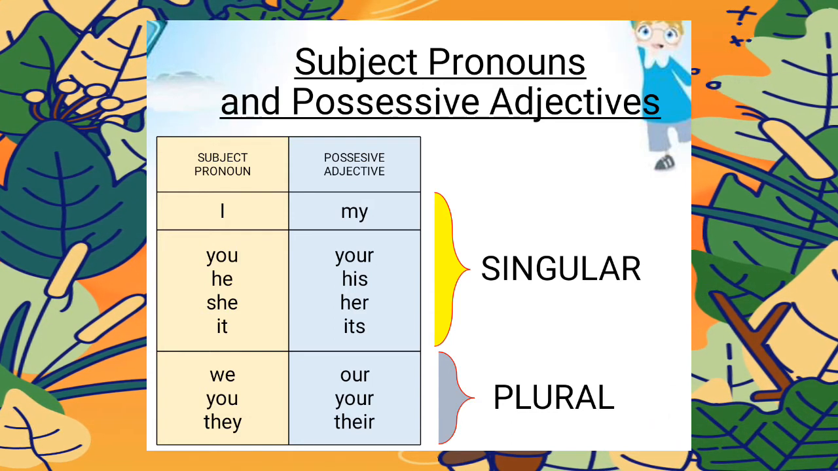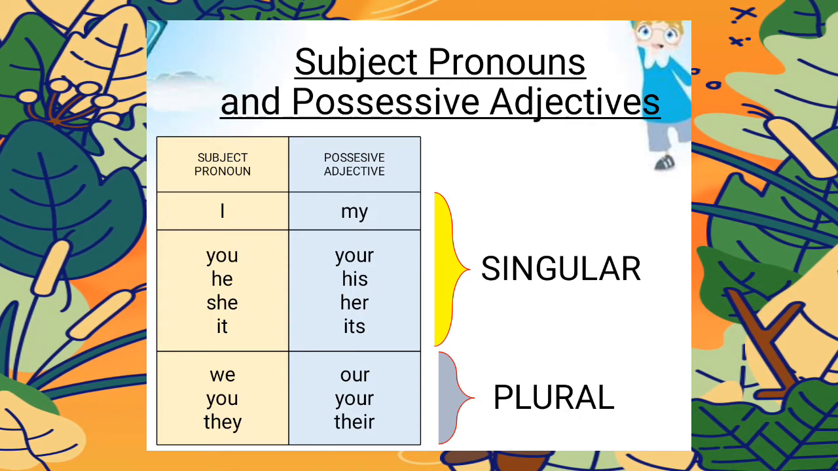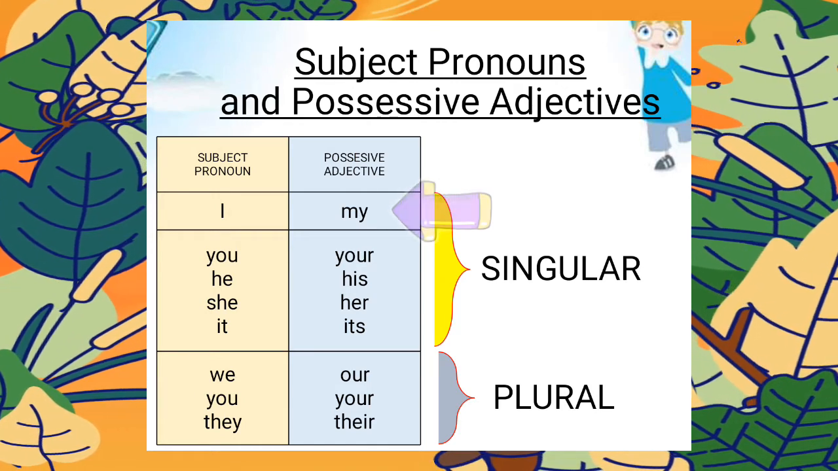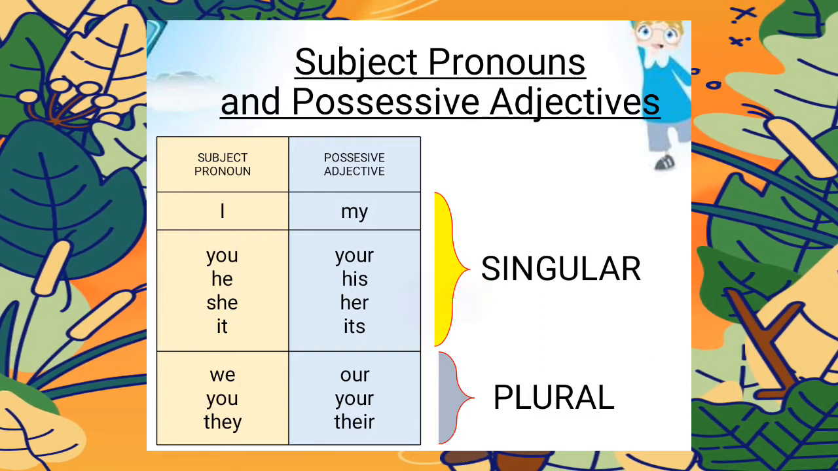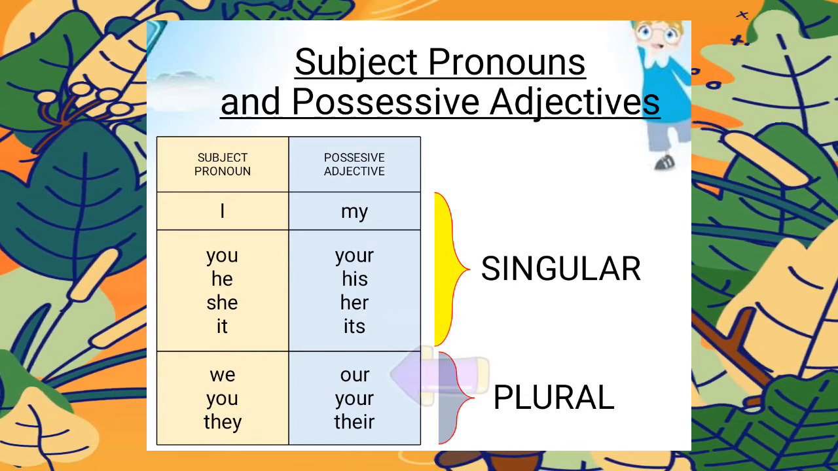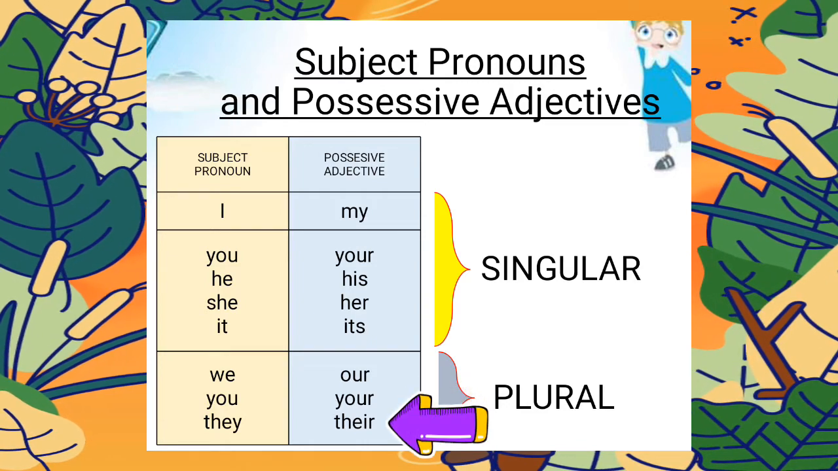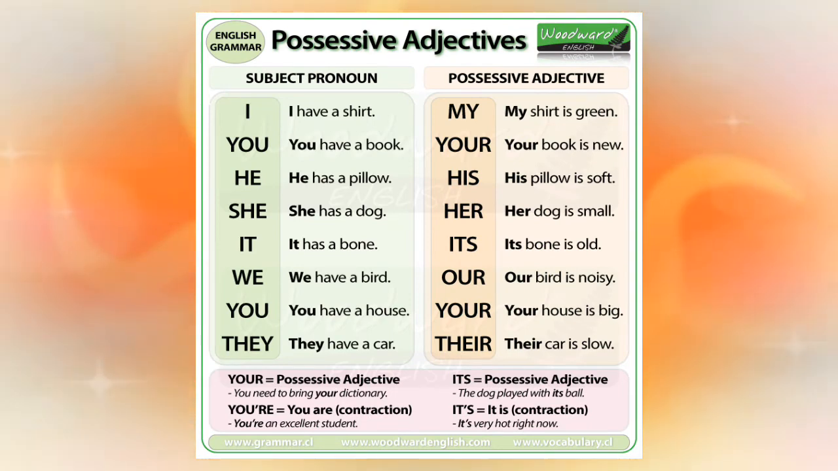Now we are going to learn about possessive adjectives. Examples of possessive adjectives: I to my, you your, he his, she her, it its, we our, you your, they their. Now I'm going to show you what I have downloaded from Woodward English website about possessive adjectives.